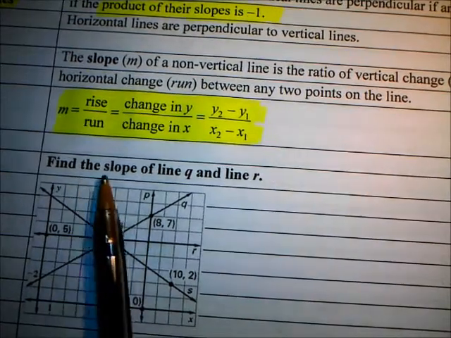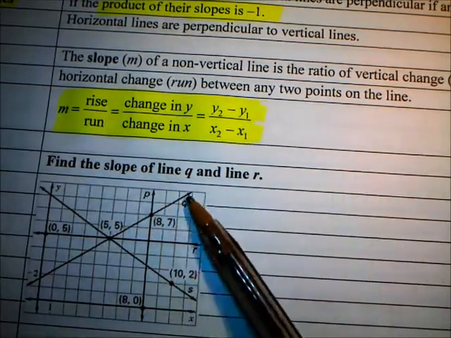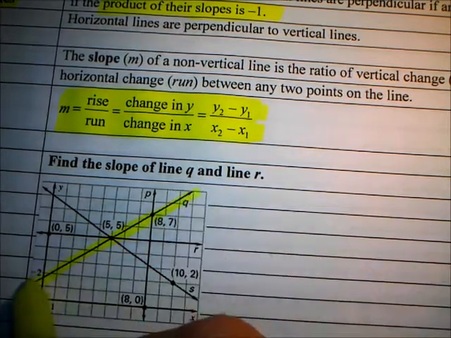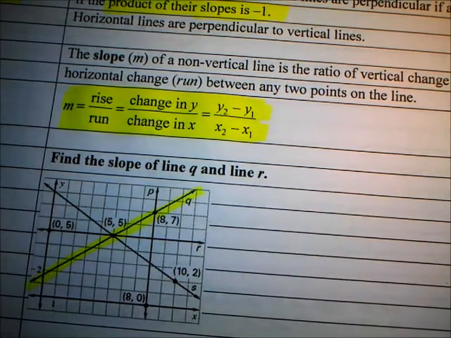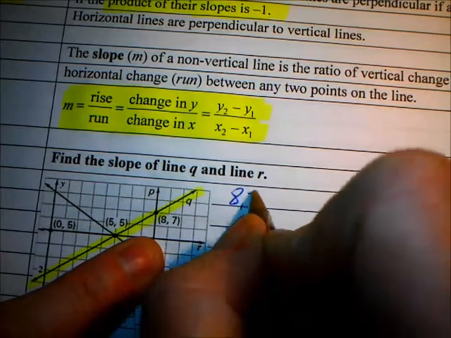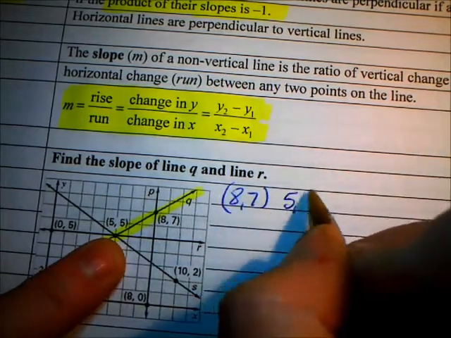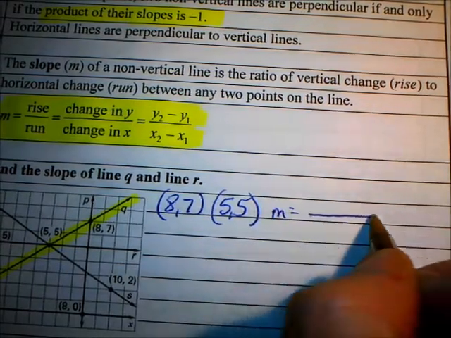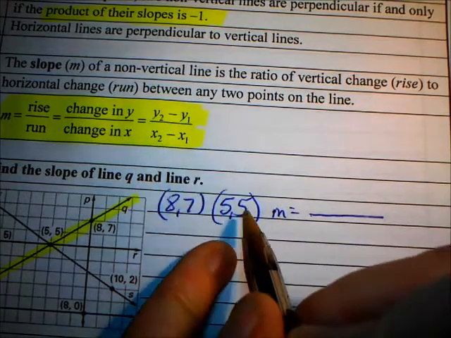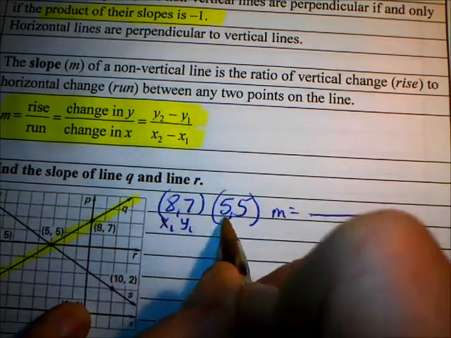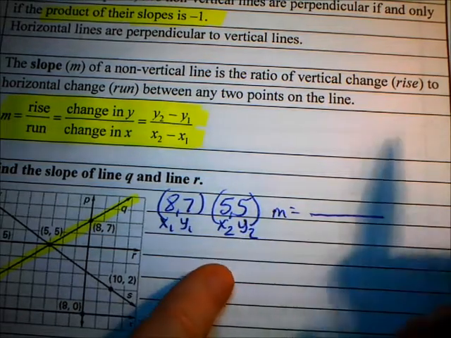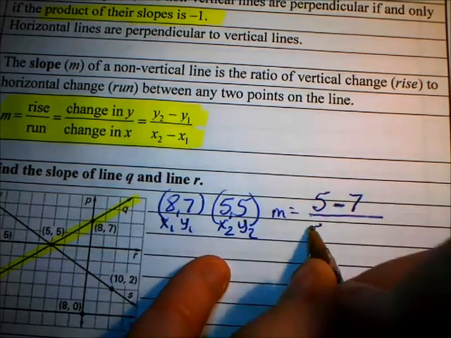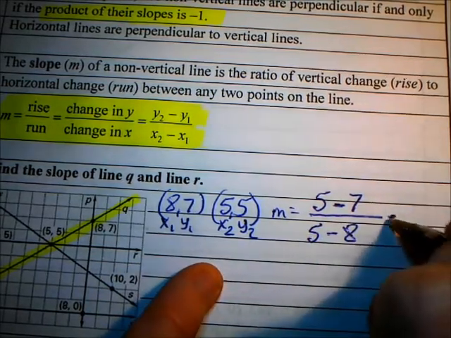Our first example here is find the slope of the line Q and the line R. Q is going diagonally through our graph in this particular fashion, and I have 2 points on my graph. 8, 7 is one of my coordinates, and 5, 5 is my second coordinate. So if I plug it into my slope formula, remember your slope formula is y2 minus y1 over x2 minus x1. So that means I'm going to have 5 minus 7 on top, and on bottom I'll have 5 minus 8. And we're going to find out what it equals.